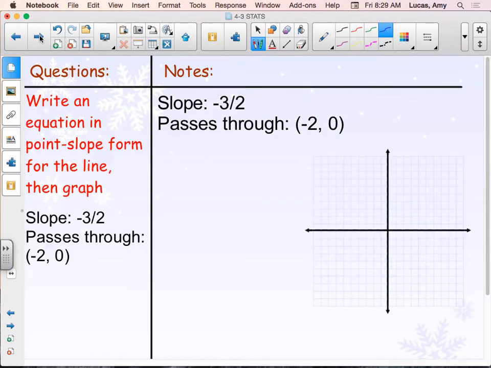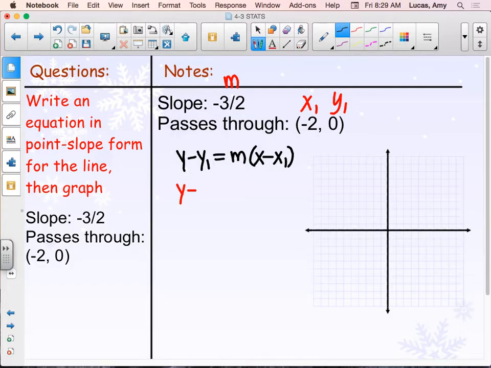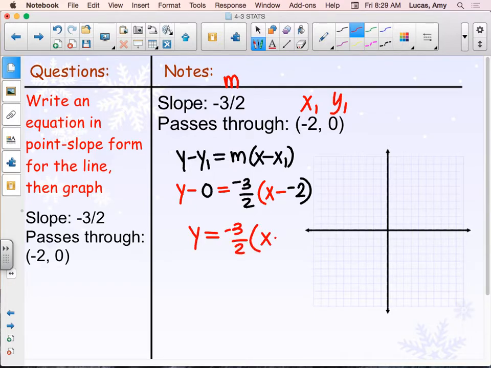Next one. y minus y1 equals m times x minus x1. My slope, x1 and y1. So y minus y1 is 0 equals the slope, negative 3 halves, and then x minus x1, which is negative 2. Okay, so y minus 0, that just means y. I don't have to write minus 0. So y equals negative 3 halves, and then x plus 2.